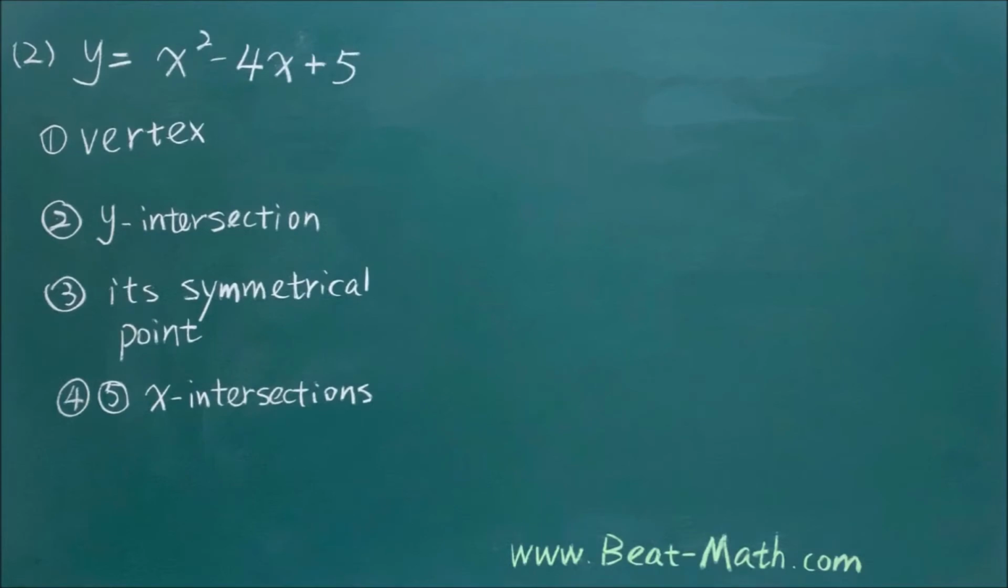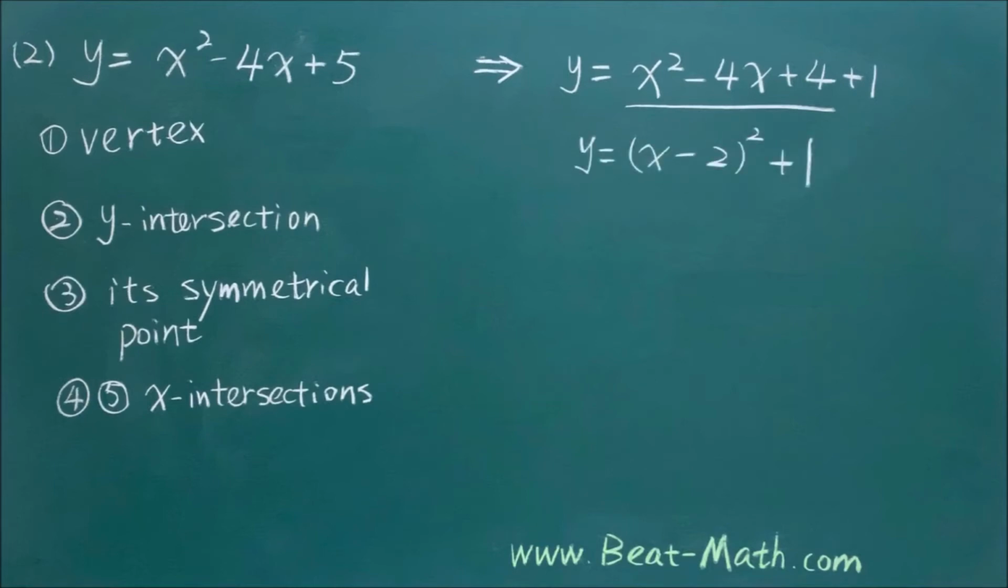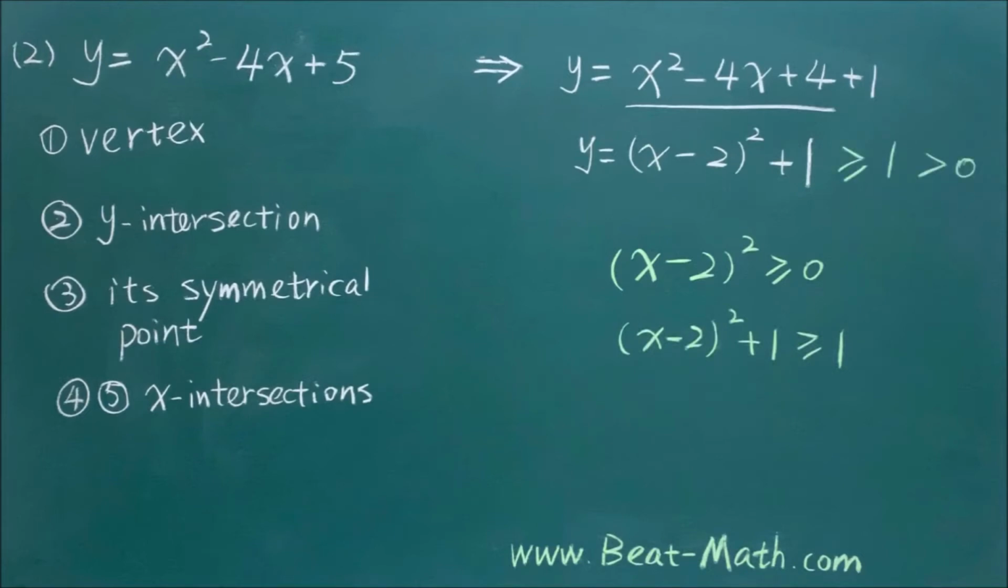y equals x squared minus 4x plus 5. This function can be turned into y equals x squared minus 4x plus 4 plus 1. The first three terms on the right side are the square of x minus 2, so we get y equals (x minus 2) squared plus 1. Since (x minus 2) squared is greater than or equal to 0, (x minus 2) squared plus 1 is always larger than 0. That means the function has no intersection with the x-axis.